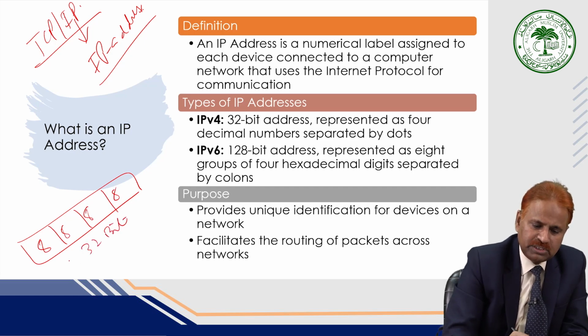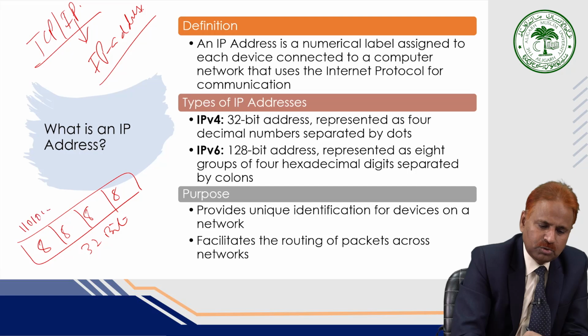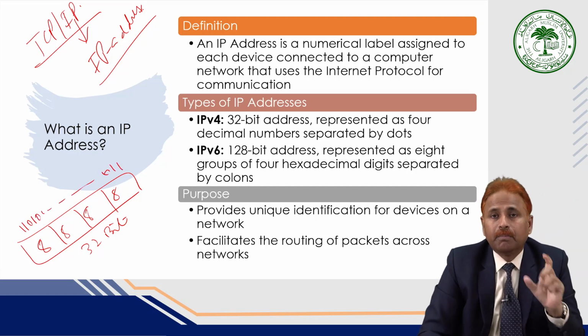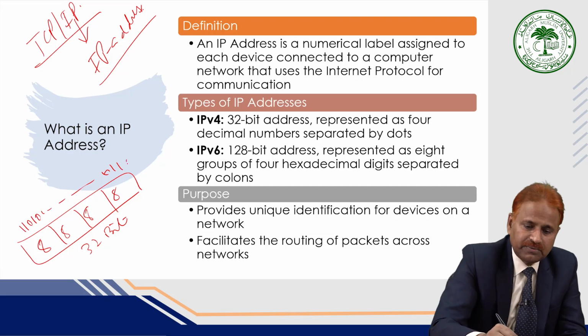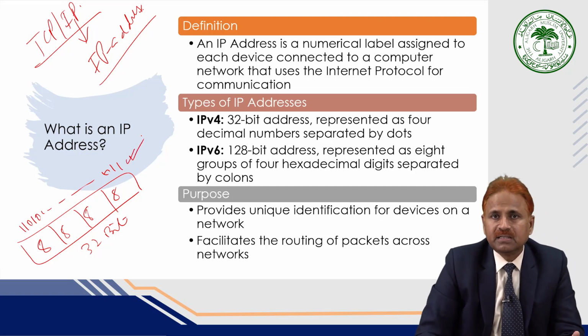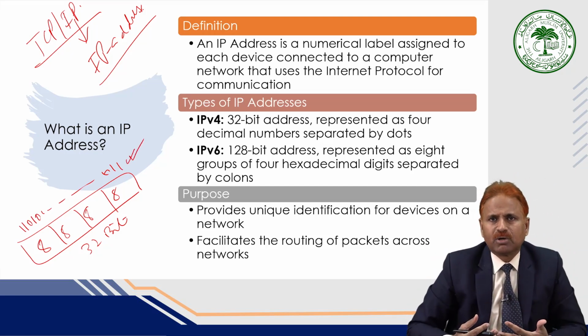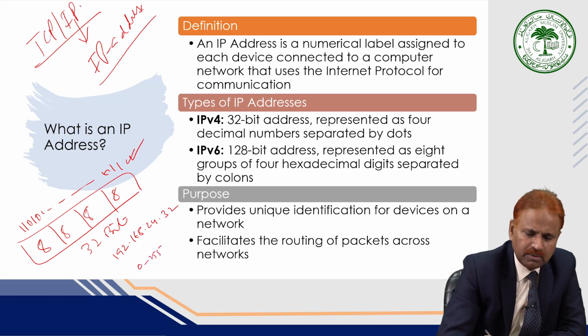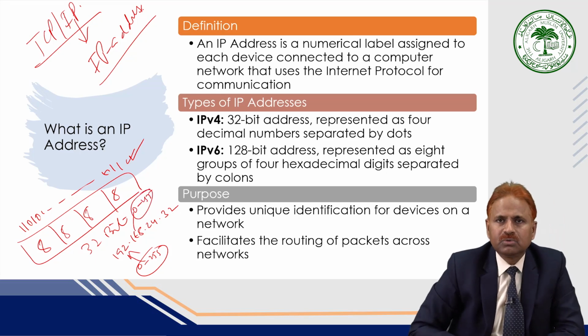I have already told you these are in binary form, like 100, 100 and so on. But it is very difficult for a human being to remember the address in this form. So we basically use the decimal octet notation, which may look something like 192.168.24.32. Anything between 0 and 255 for every octet is a valid number.